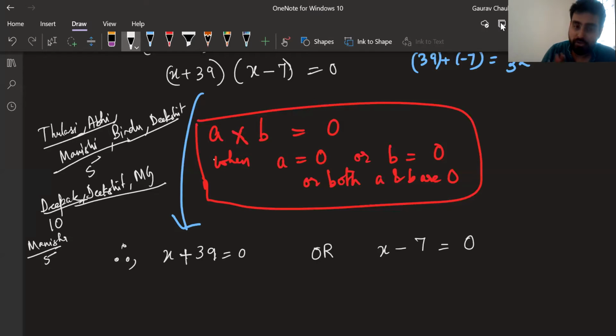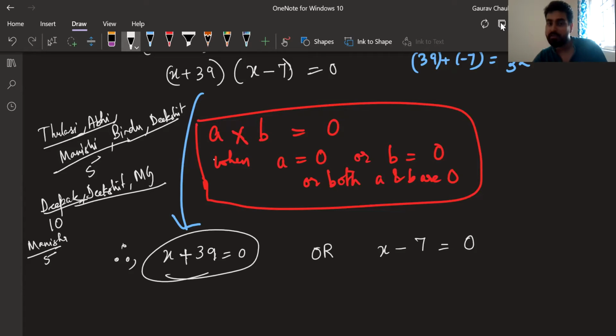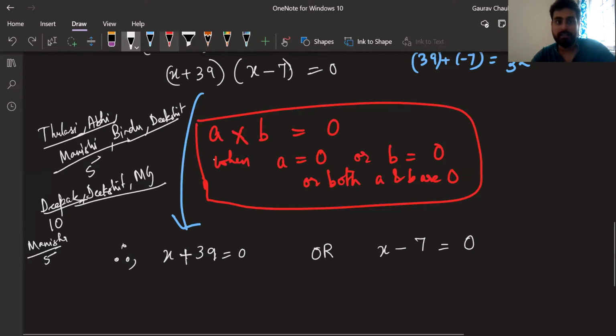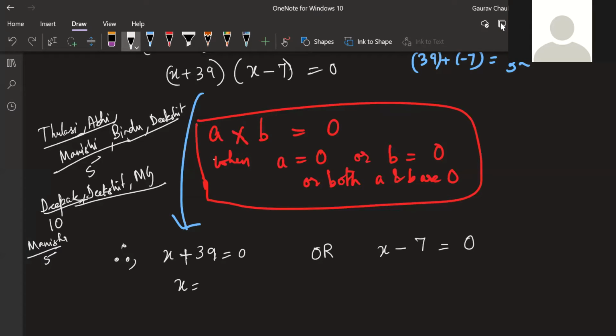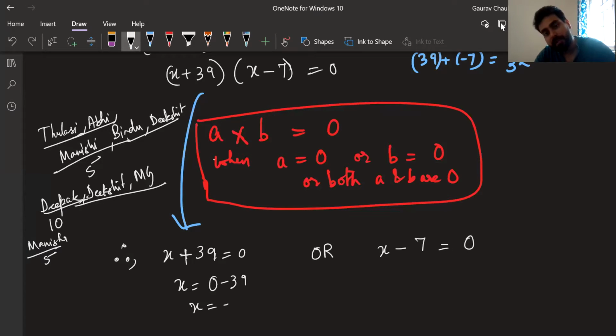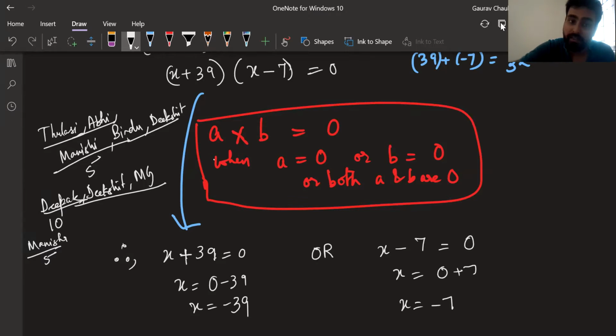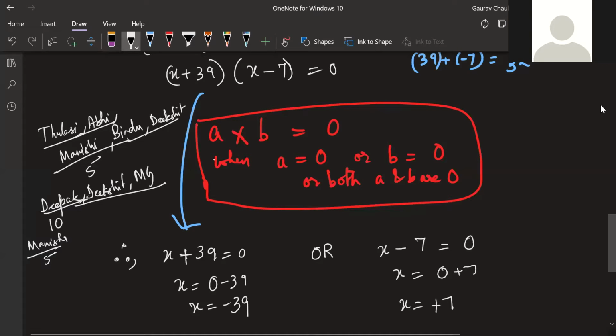You're absolutely right. So x plus 39 is equal to 0 or x minus 7 is equal to 0. Are we good, Dikshit? Yes, sir. Are we clear with this step? Which means this is now what linear equation? What is the solution of this linear equation? I will take 39 to the other side. It will become minus 39. So x is equal to 0 minus 39, that's basically x is equal to minus 39. On the other side you are getting x is equal to 0 plus 7, so sorry, plus 7.